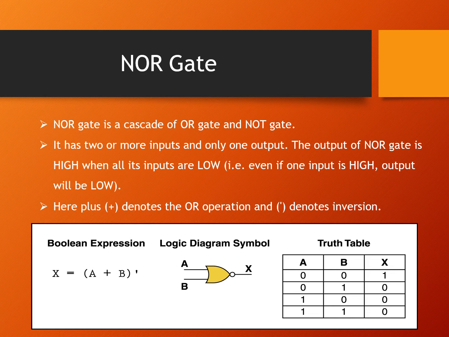The Boolean expression is x equal to (a plus b)'. The logic diagram is given here, and in the truth table we have two inputs A and B and one output X. Here, if both the inputs A and B are 0, the output is 1. Otherwise, the output is 0.